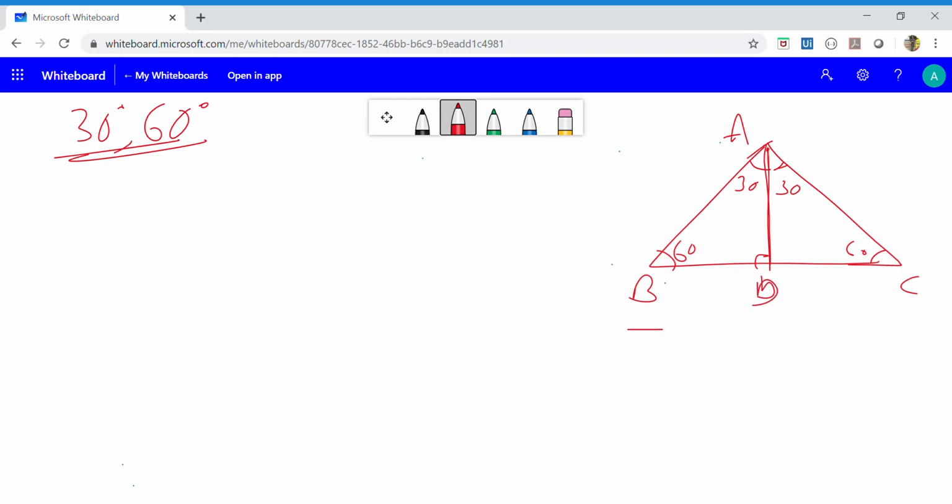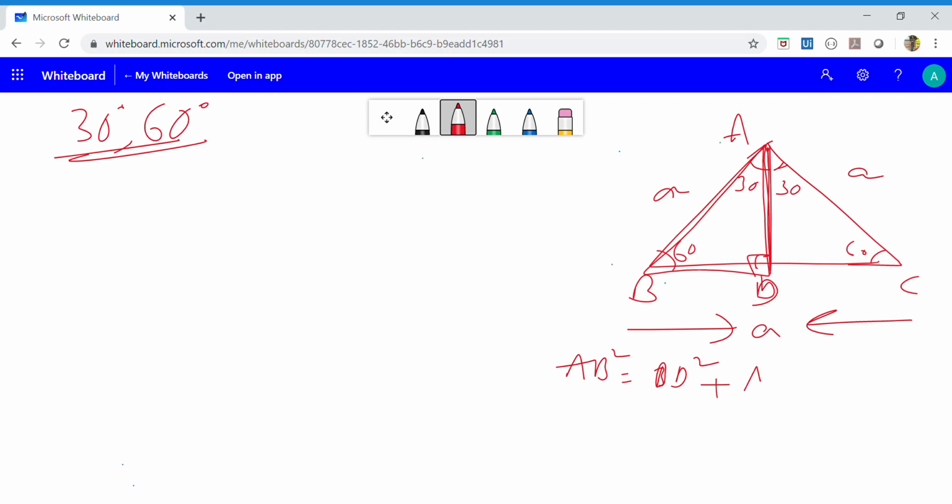Let us assume that the side of the equilateral triangle is a units. Then what is its height? I will find out. Consider triangle ADB. ADB is a right angle triangle, right angle at D, so AB becomes the hypotenuse. Then AB square is equal to BD square plus AD square. So AB square is a square, and BD is a by 2, because the total is a, this becomes a by 2 and a by 2.